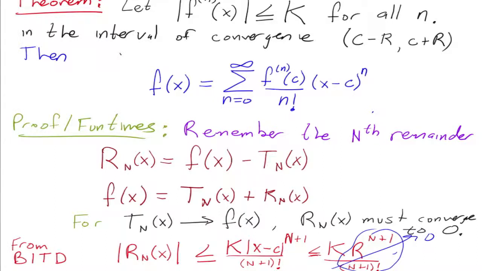Great times. Another fun time as usual. So the point is that this is equal to zero. In other words, the remainder is going to converge to zero, which means that the function is equal to the Taylor series. Thumbs up? So if all the derivatives are bounded, then that means that the function equals its Taylor series.